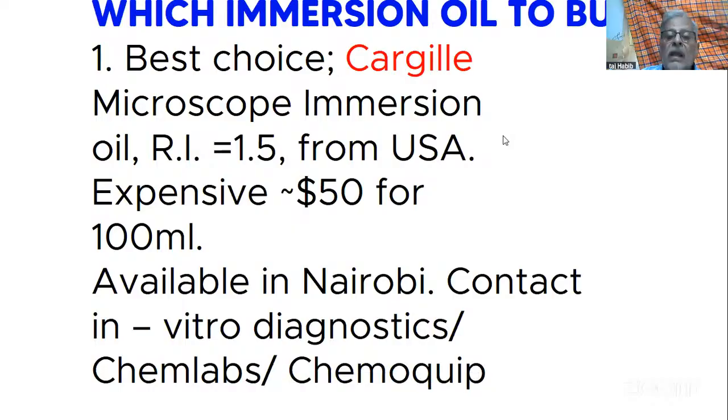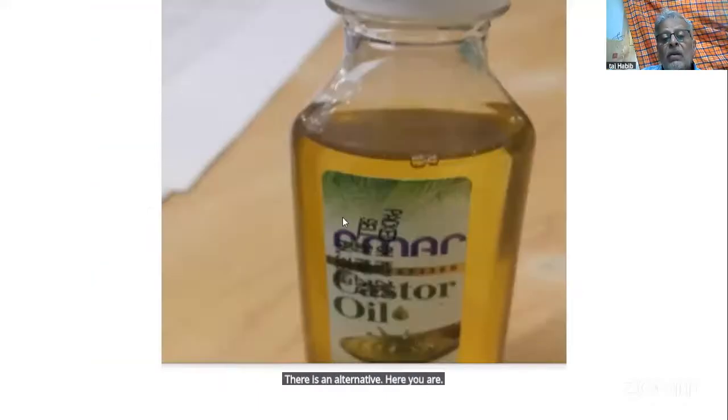Now, say I can't afford this because it's very, very expensive. There is an alternative. Here you are. You use castor oil. Castor oil, you will find it in your pharmacy. This is used for constipation, but it is perfect for the microscope. 50 ml costs 100 shillings. It's slightly thick, but the sharpness is just wonderful, absolutely wonderful.